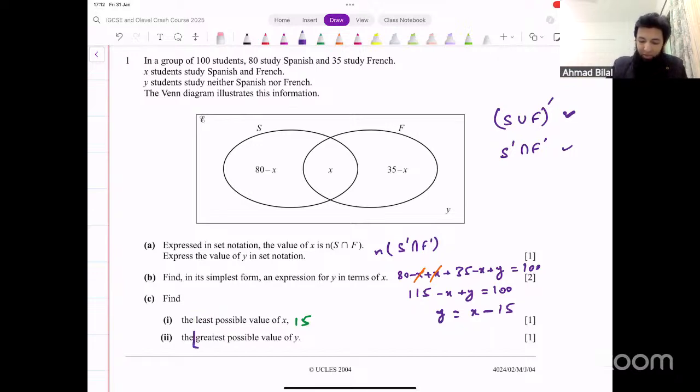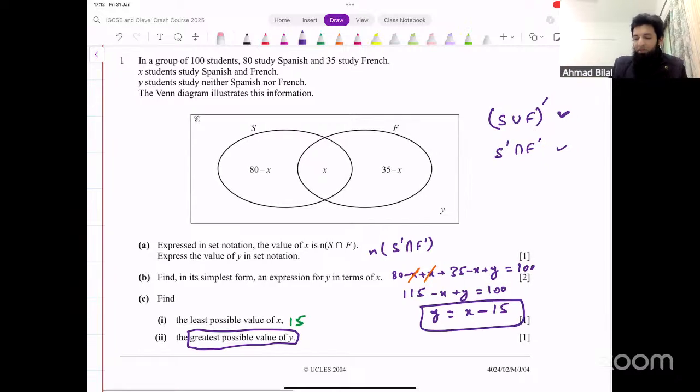The greatest possible value of y. Now, we can't really think of that using this equation alone, because we can increase y to as much as we want, and the equation would still work. For example, I could say y is equal to 200, and then I could have 200 equal to x minus 15. In that case, x would be 215. This equation does not have any restriction that stops me from making y 200. But the total number of students is only 100. We have to be careful about that.